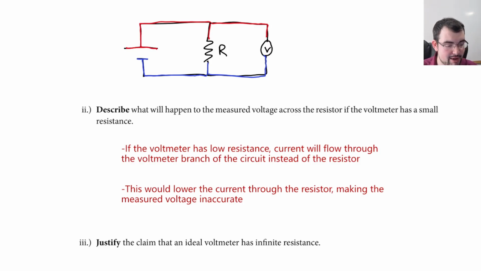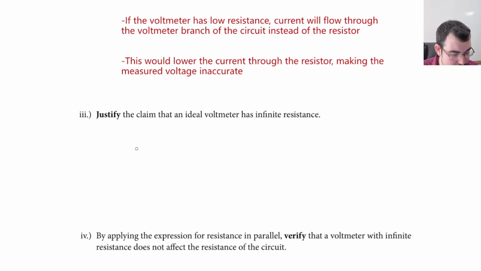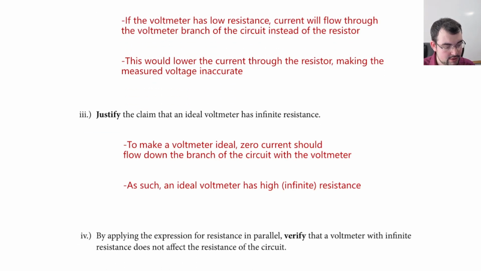Now, it really only matters when there's other things in the circuit instead of just a single resistor, but the same rationale applies. It's really going to steal your current because you don't want to open up a free drive-through lane. You want to just watch. You want to observe. So why does a voltmeter have infinite resistance? To make the voltmeter ideal, you want no current to flow down the voltmeter branch. So as such, an ideal voltmeter has infinite resistance.